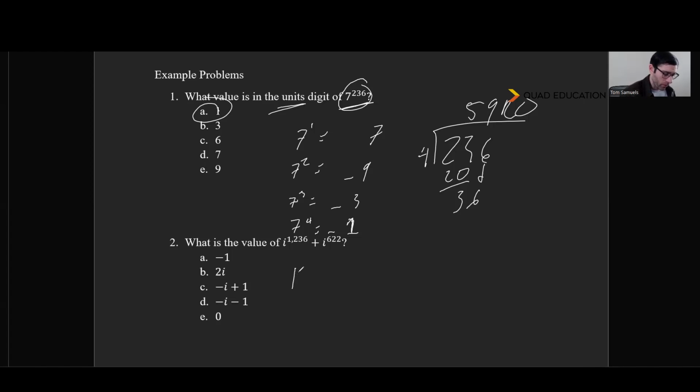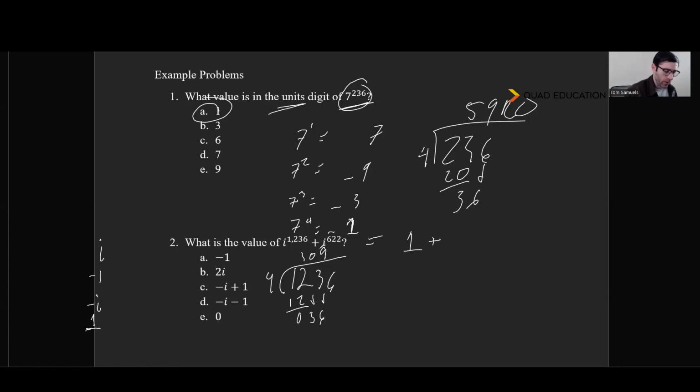1,236 divided by 4, that's 3, 12, so much math. Why did I do this to myself? 0, 3, nothing fits in there, and 36 is next, and that's a 9 again, so 309. And so that's no remainder again, and so actually let's very quickly write our pattern of i. So that goes i, -1, -i, and then 1. So i to the power of 1,236 is 1.